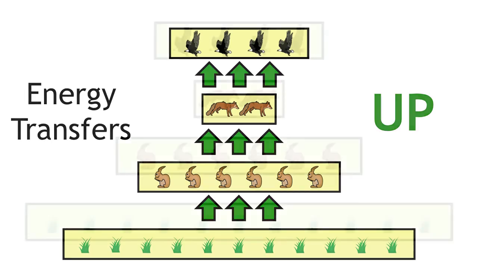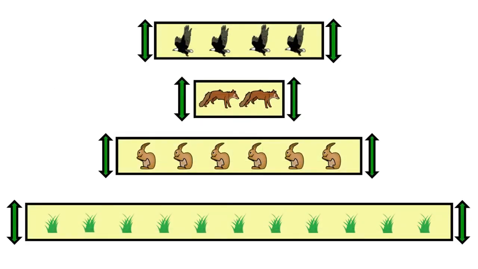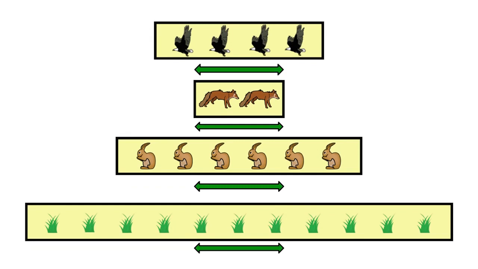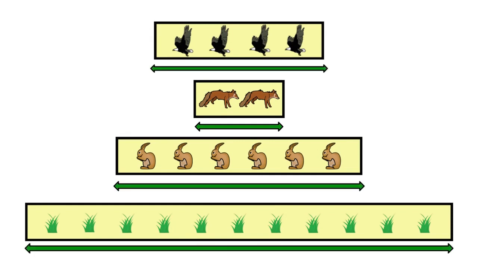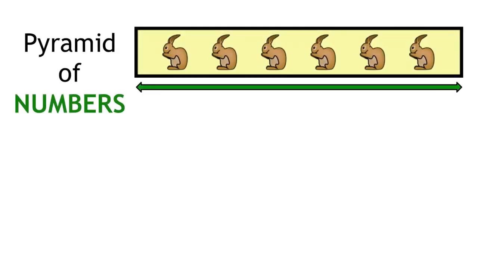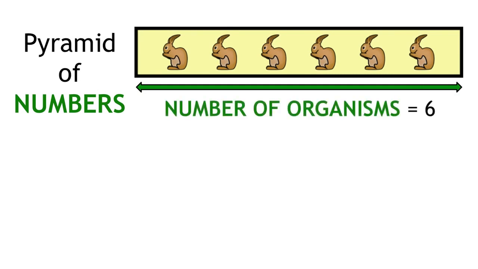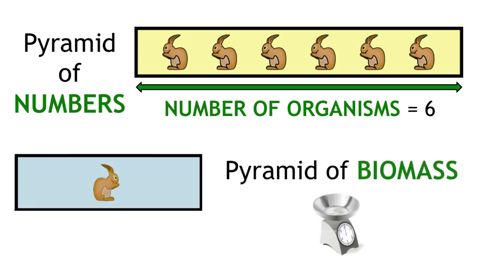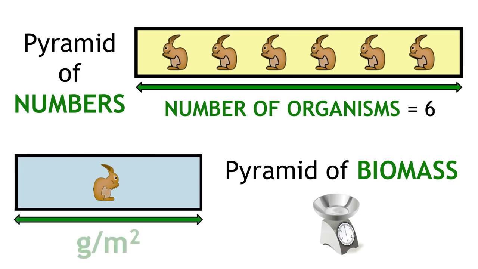The height of the bars should be the same, but the width of the bars should be proportional to the quantity that's being displayed. So, for an ecological pyramid of numbers, the width of the bar shows the number of organisms at that step in the food chain. The unit for this is number of organisms. In the pyramid of biomass, it shows the biomass of organisms, and a common unit for this is grams per metre squared.